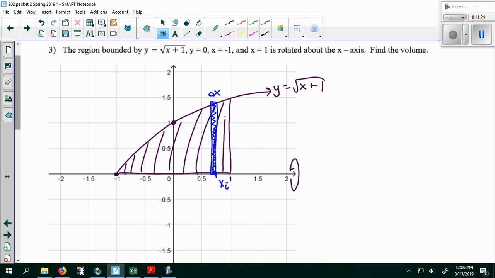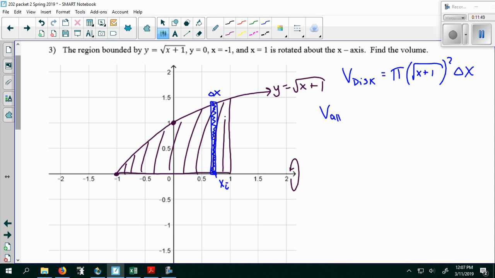And the height of that rectangle is the radius of the disk. And the height of that rectangle is the height of the function y equals square root of x plus 1. So the volume of my disk is pi times the radius of the disk, which is the square root of x plus 1 squared, times the thickness of the disk, which is delta x.